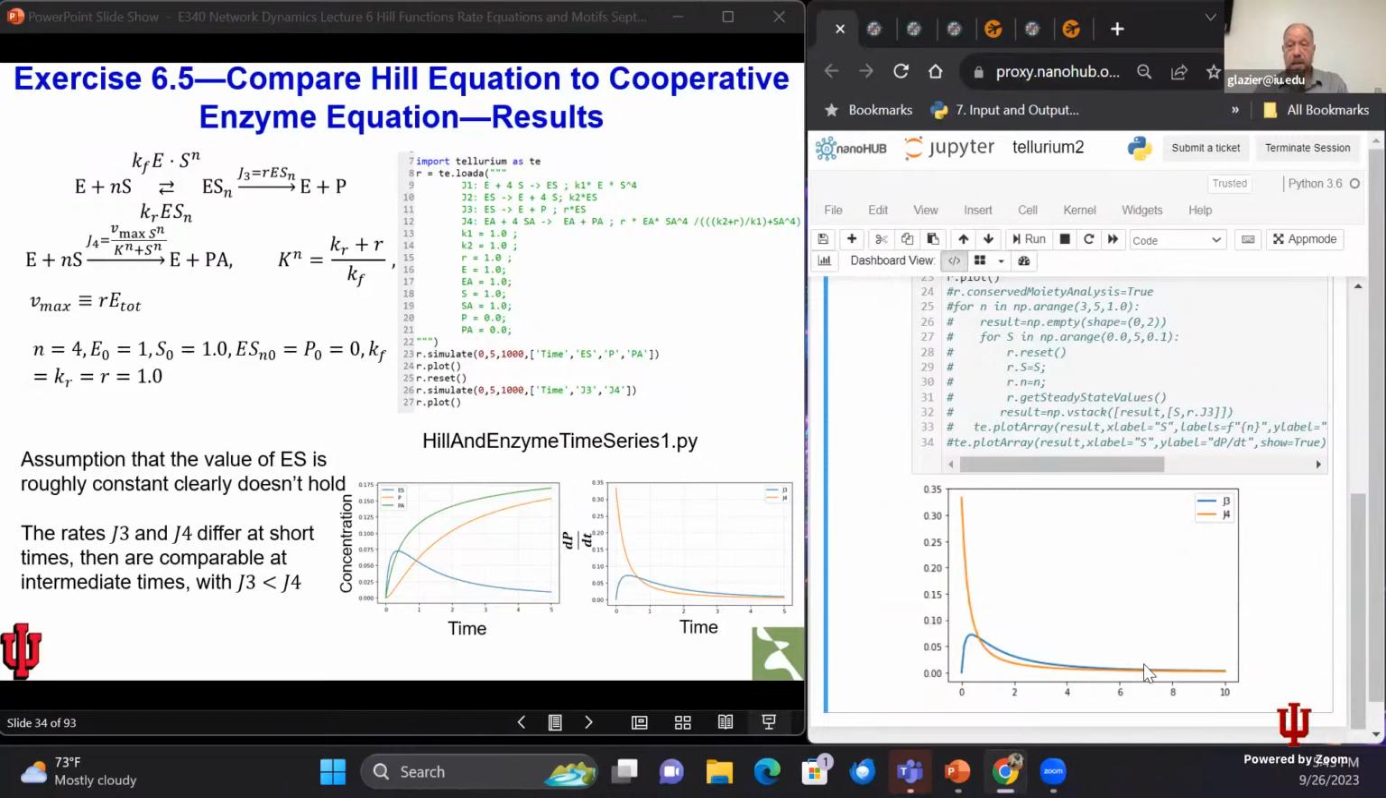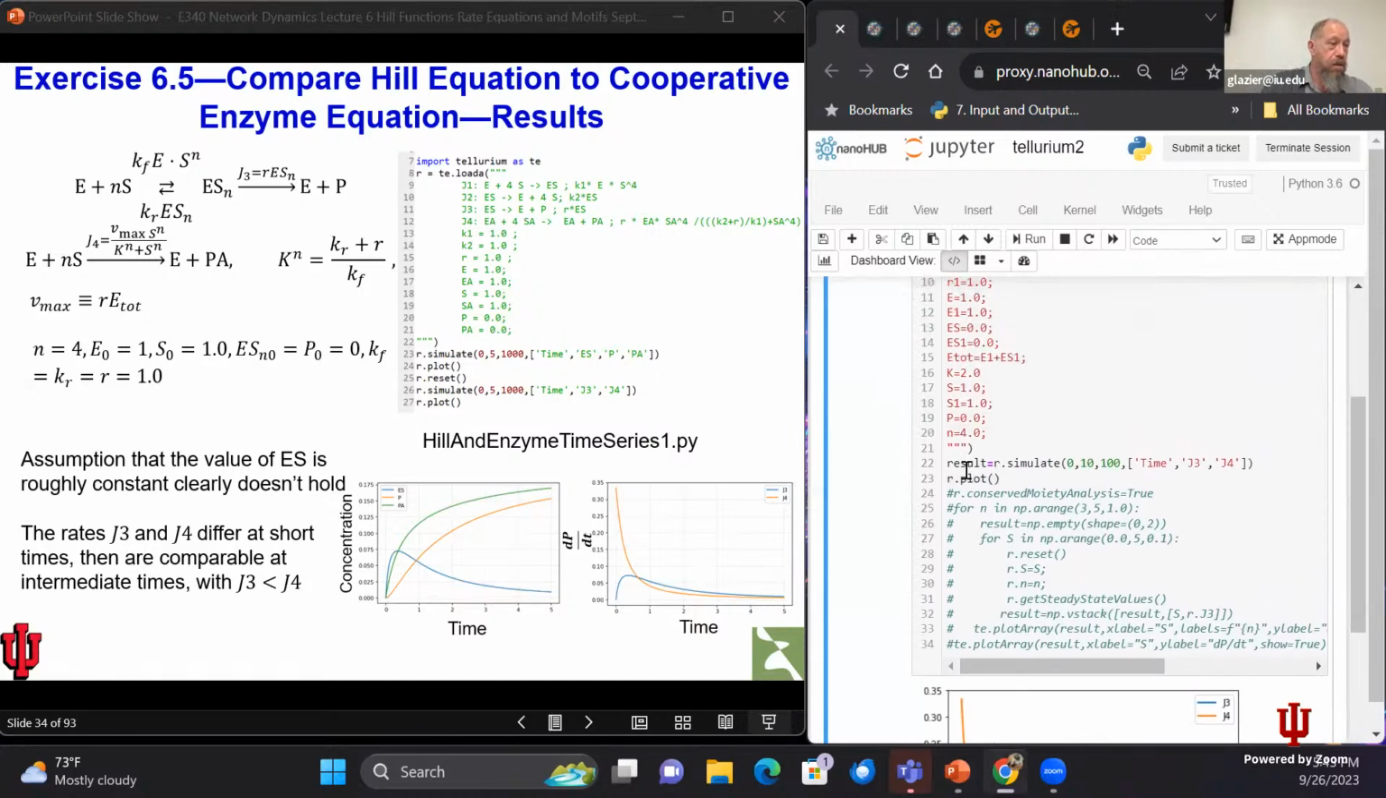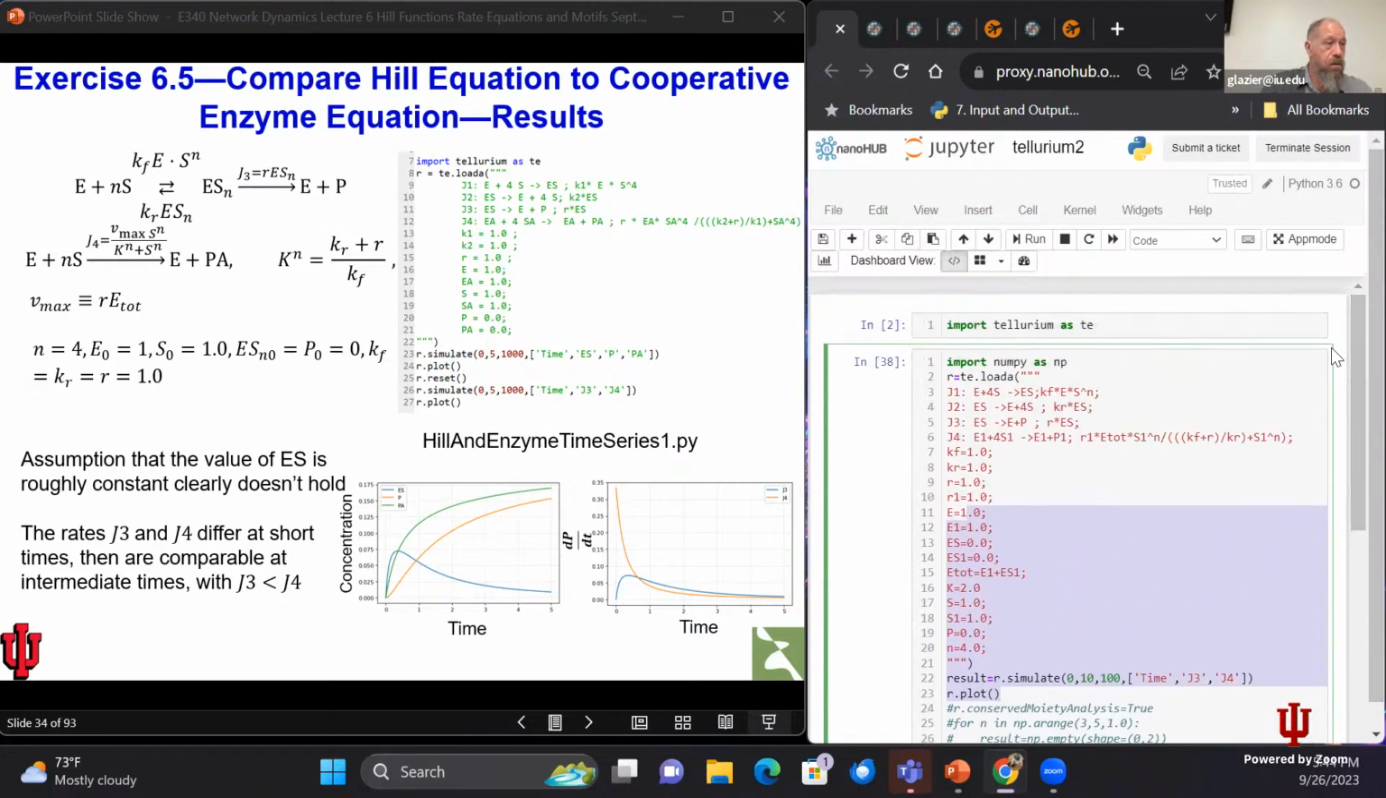And so they're not exactly the same. The time course of these two things is not exactly the same. So this approximation is an approximation. It's not reality for this reaction. Let me give you, in case you're still working on this, and it's not very pretty, the code in the chat. It's all online as well. Phil and enzyme time series.py. It's all there.